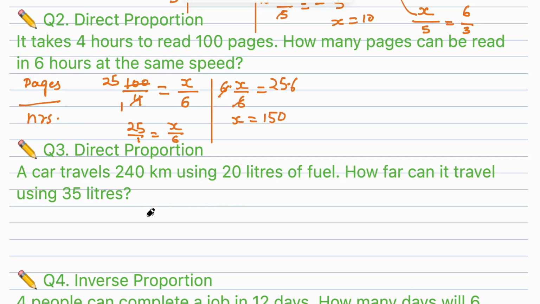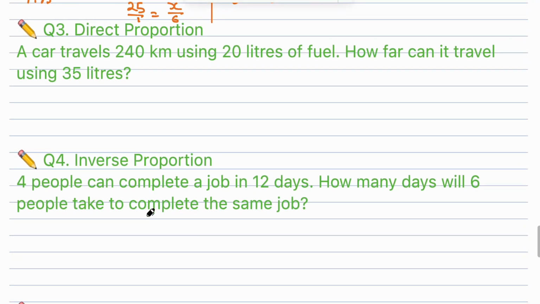Now a car travels 240 kilometers using 20 liters of fuel. Again, this is directly proportional, because if you are traveling more, you will need more fuel. How far can it travel using 35 liters? So let's say kilometer is the numerator and fuel is in the denominator. So if kilometers are 240, then fuel is 20 liters. Now how far? That means kilometers we have to calculate using 35 liters.